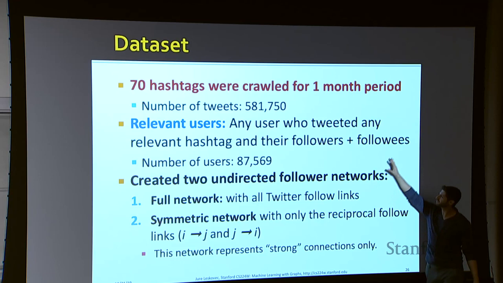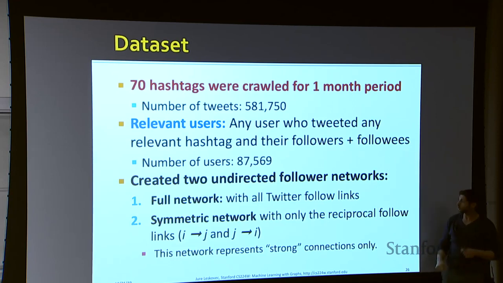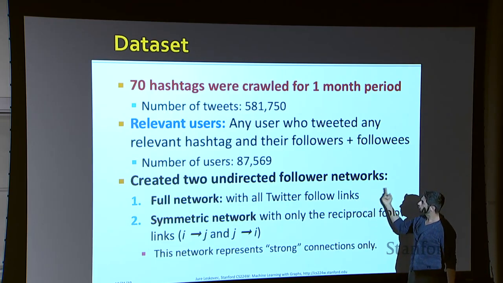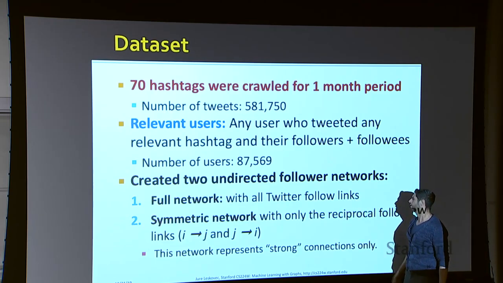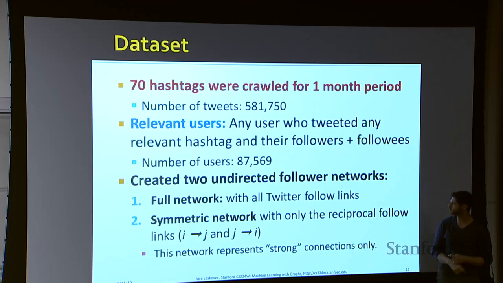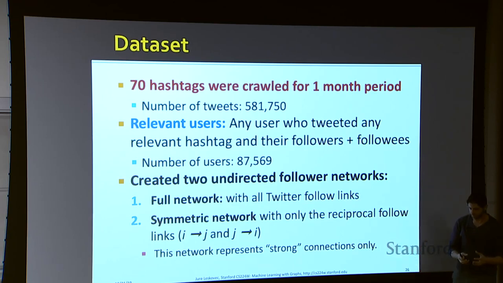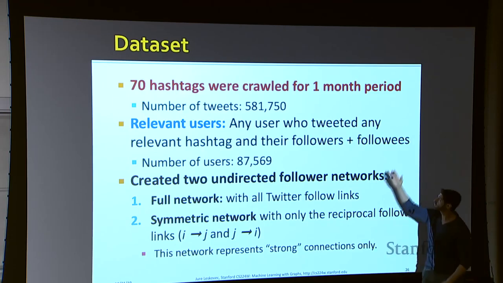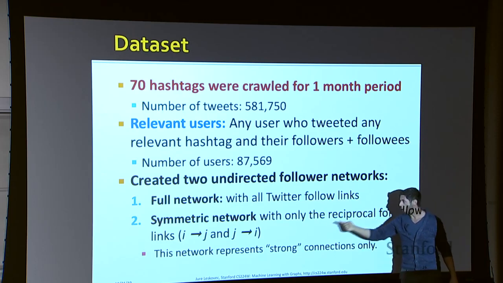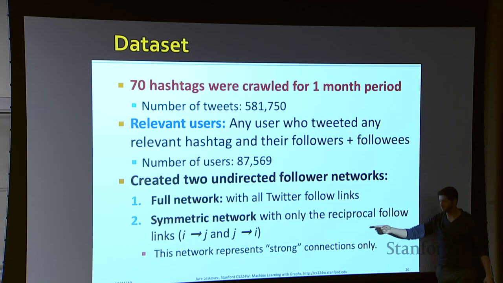So now that they also collected all the relevant users, what did they do with these connections? Okay, they created two different networks. One was a full network with all the Twitter follow links, as a directed graph, and then they also tried to create a more compact network with a stronger signal, which basically was the symmetric network. I told you that Twitter is inherently asymmetric, but what you can do is keep only the users that have a reciprocal follow, okay?